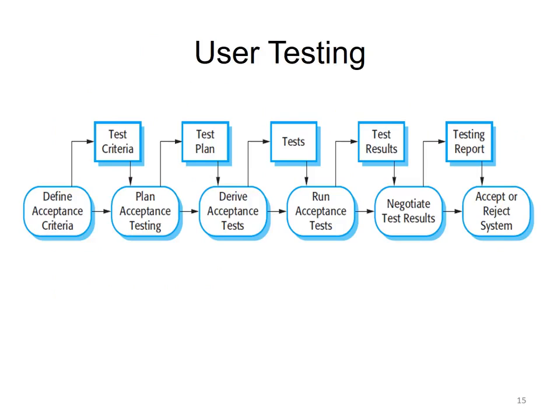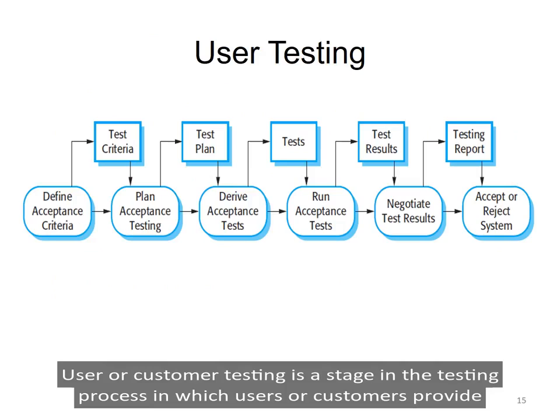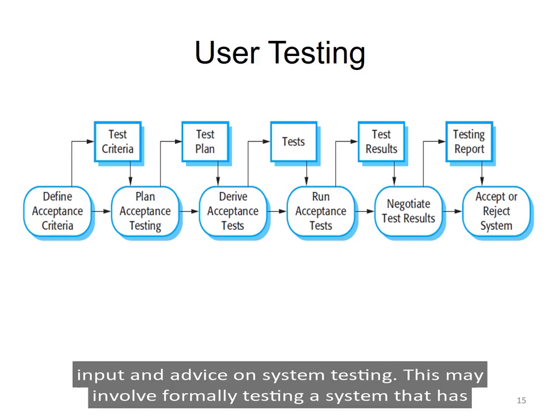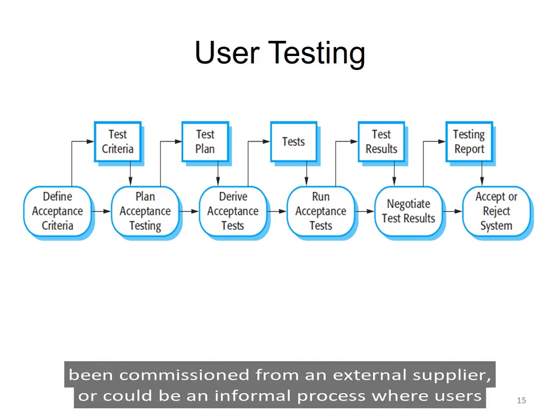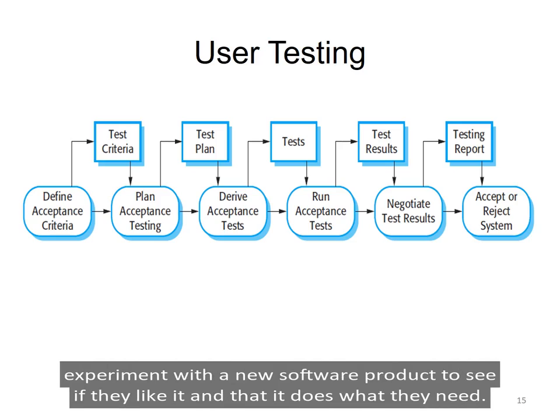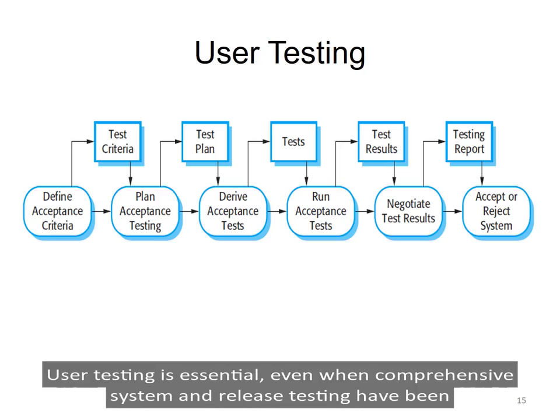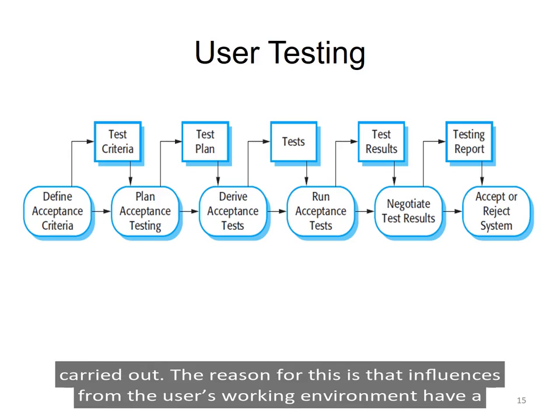User testing. User or customer testing is a stage in the testing process in which users or customers provide input and advice on system testing. This may involve formally testing a system that has been commissioned from an external supplier, or could be an informal process where users experiment with a new software product to see if they like it or that it does what they need. User testing is essential, even when comprehensive system and release testing have been carried out.